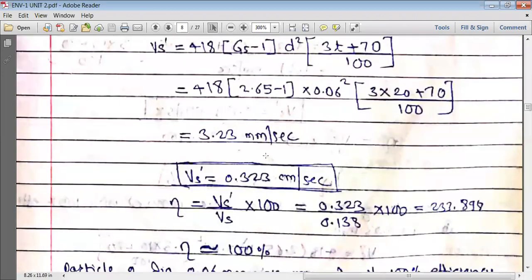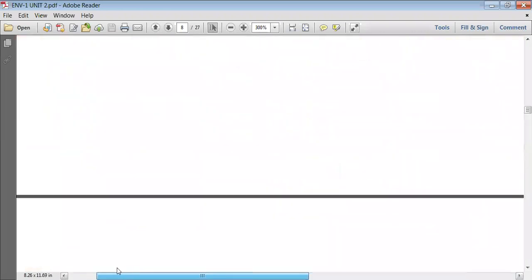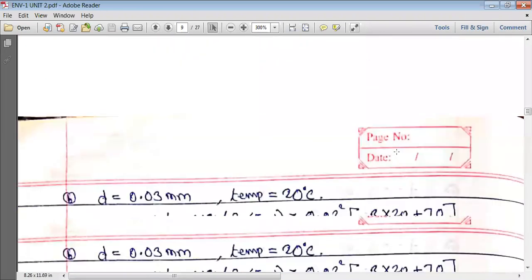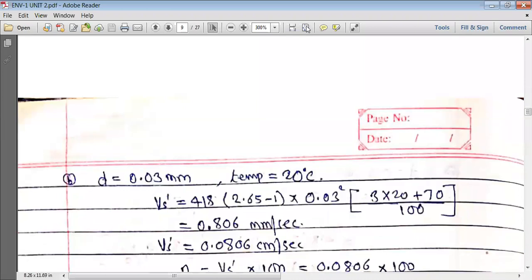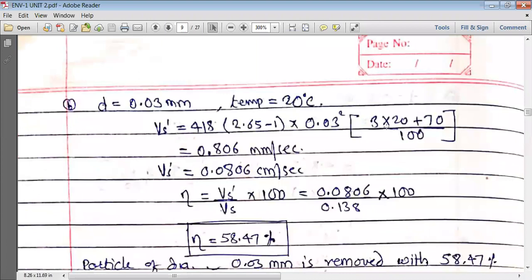For particle A, the efficiency is 233, which means it is 100%. Correct. And then for particle B, the efficiency is 58.47%. Correct. What about the others?